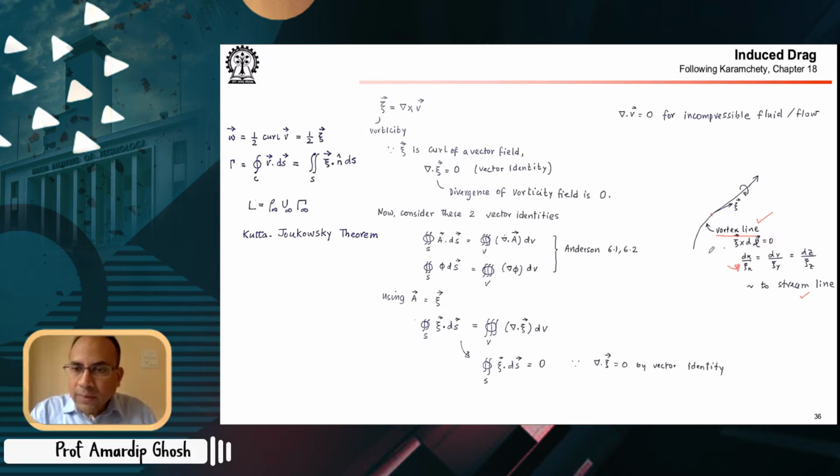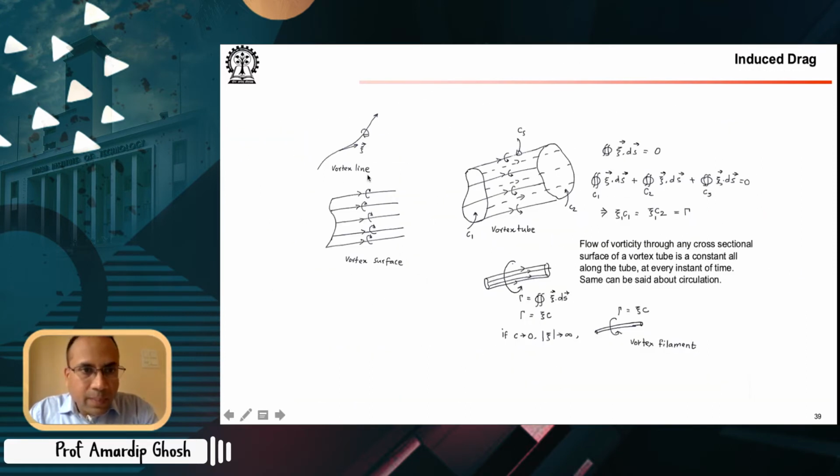In case of the streamline equation, we had dx by u equal to dy by v equal to dz by w. Here we have the xyz components of vorticity. So you think of it as a hypothetical line such that a tangent to it at any point gives you the local direction of the vector. Now, this is a vortex line, so map it to what you have read or seen for the streamline.